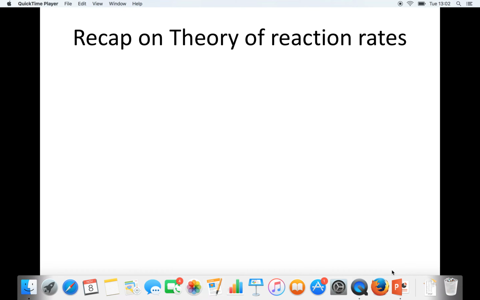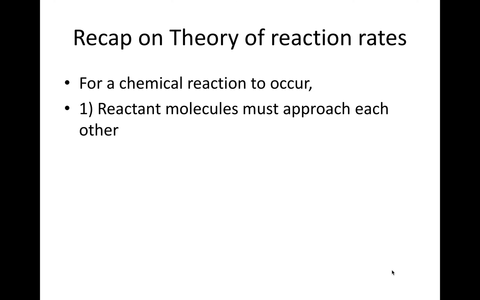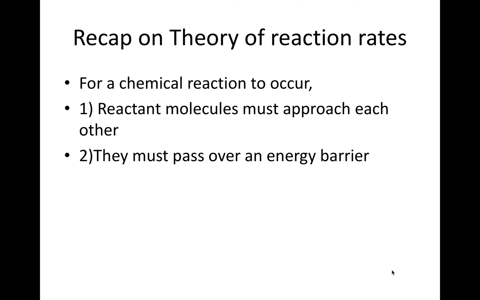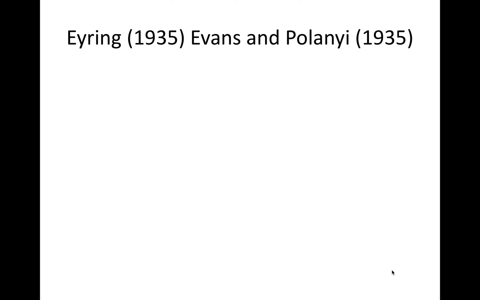Recap on the theory of reaction rates. For a chemical reaction to occur, reactant molecules must approach each other. They must pass over an energy barrier. Species at the top of the barrier are called activated complexes.